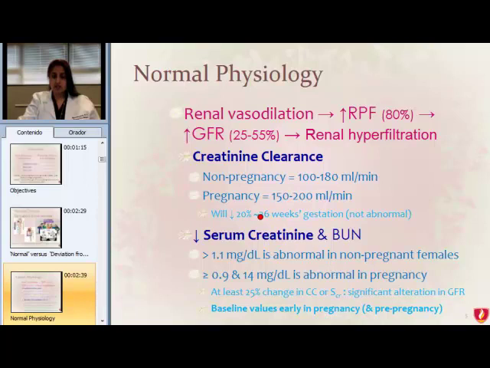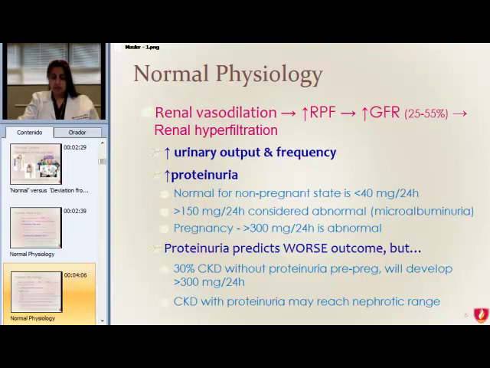In the third trimester, about 36 weeks, the large gravid uterus compresses the intra-abdominal vessels and results in a 20% decrease in GFR. This is normal, and this should not be taken as a reduction in renal function. As a result of renal hyperfiltration, there is also a decrease in serum creatinine in pregnancy. And so while in the non-pregnant female, a serum creatinine of 1.1 or greater is considered abnormal, in pregnancy, a serum creatinine of 0.9 or greater is considered abnormal.